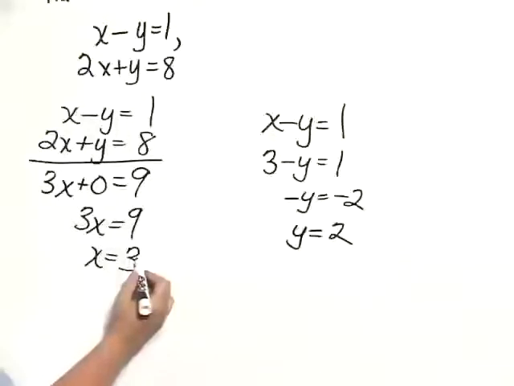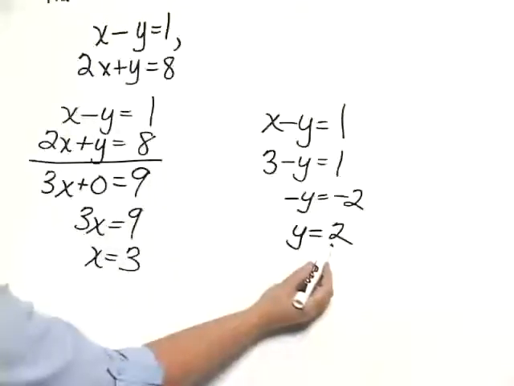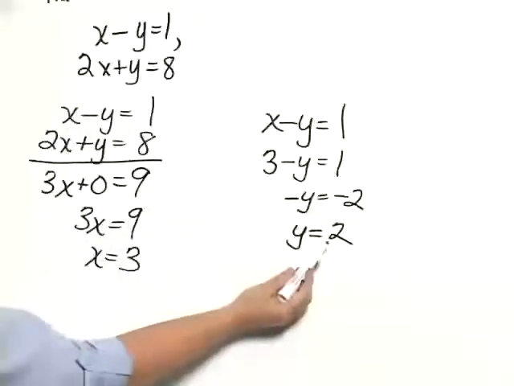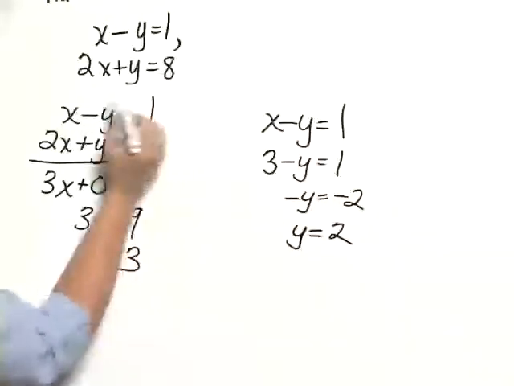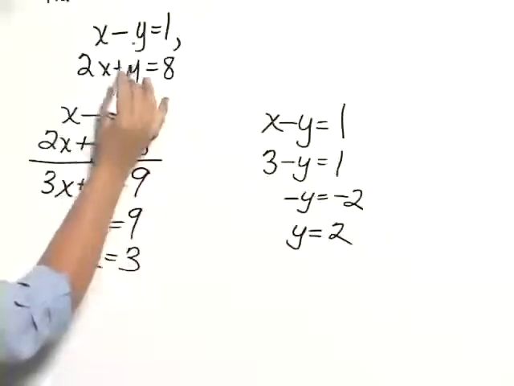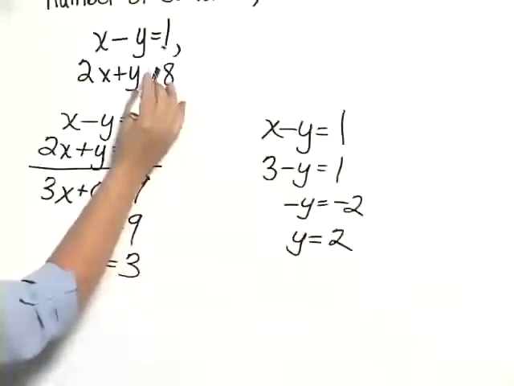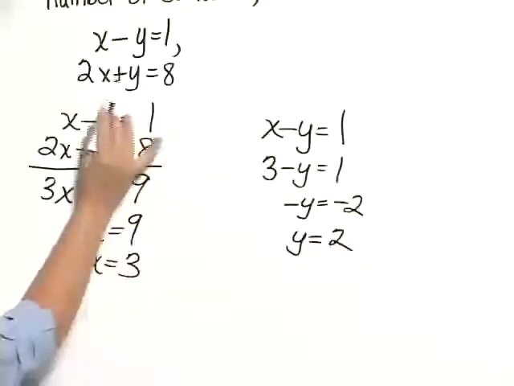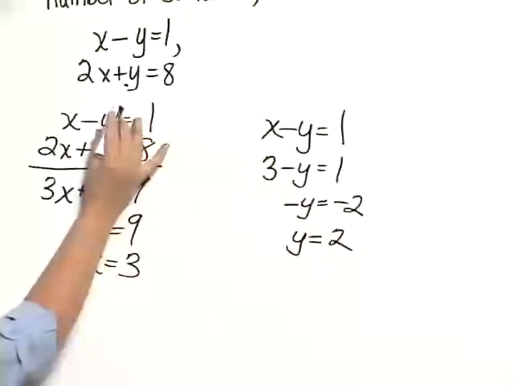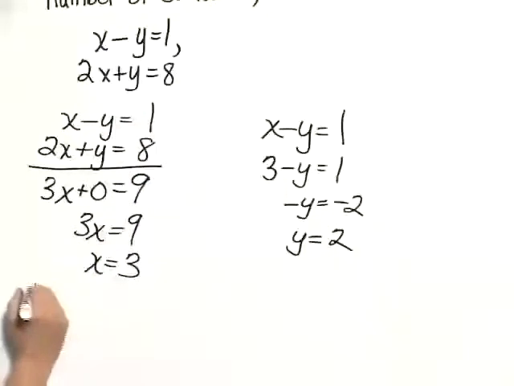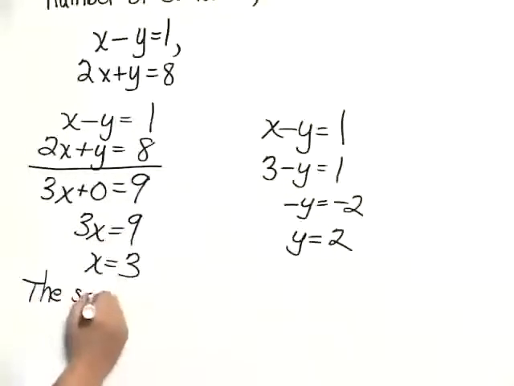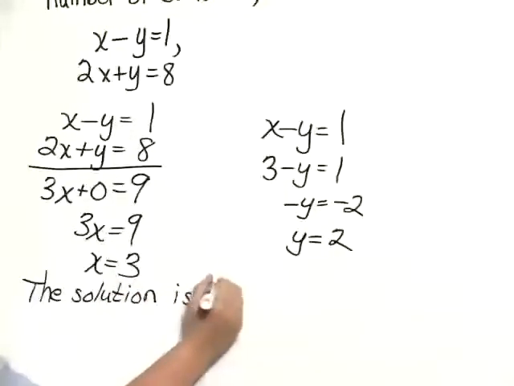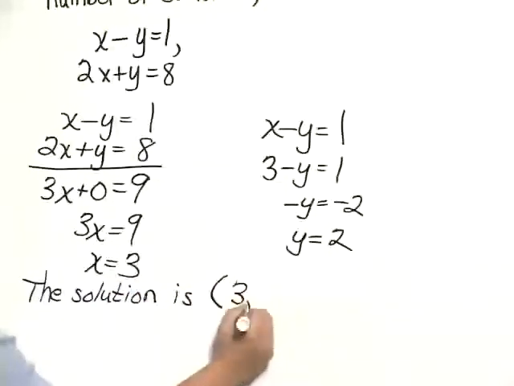So I have a possible solution of x equals 3, y equals 2. I need to check that by substituting 3 for x and 2 for y in both equations. Just doing it mentally, 3 minus 2 is 1. That checks. In the second equation, 2 times 3 is 6, plus 2 is 8. That checks. So I can state my solution. I can say the solution is, and then I want to write the solution as an ordered pair with x first, (3, 2).